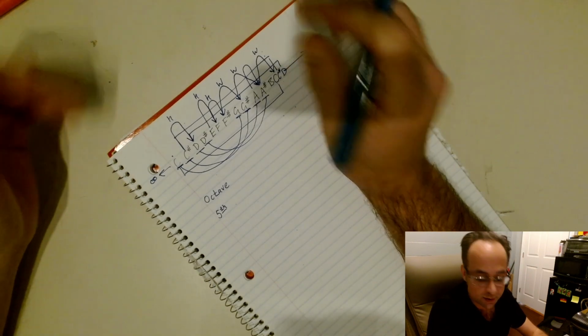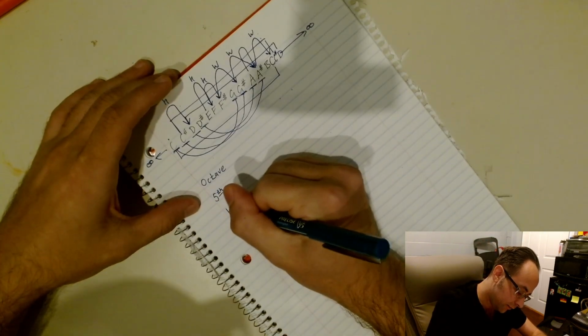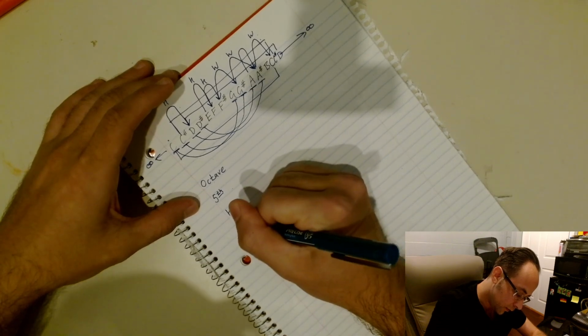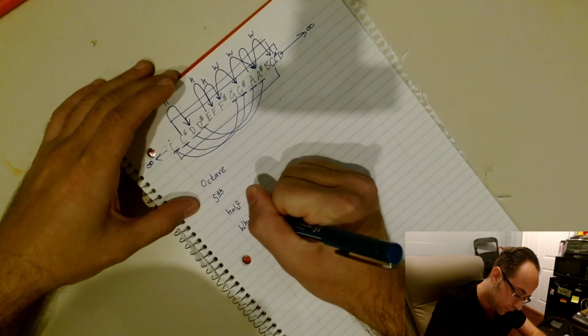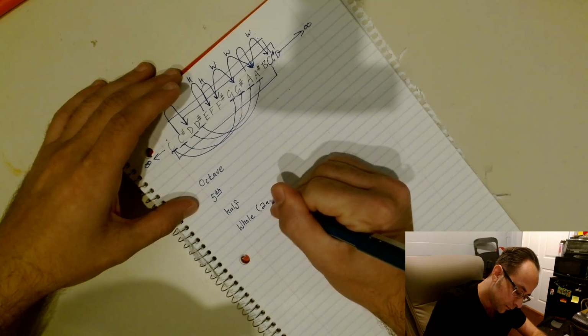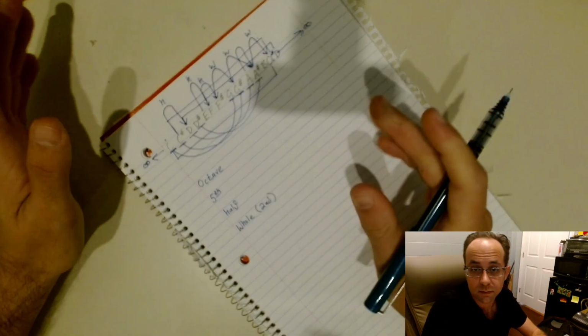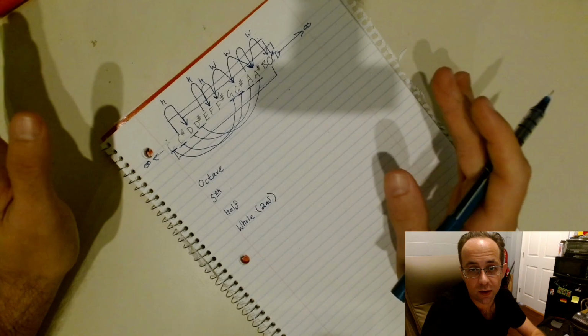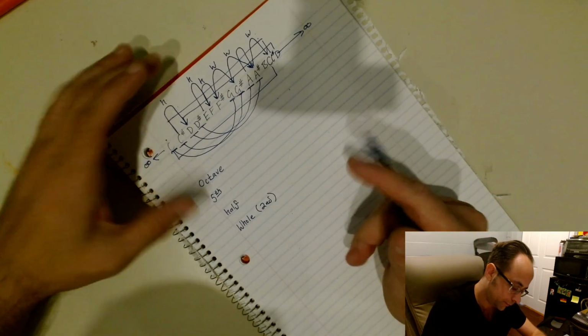That distance is a whole step. So we have half, whole. Sometimes the whole is also called a second. That's kind of rare. You're not going to see it that much.